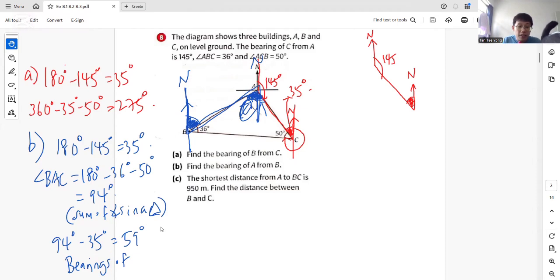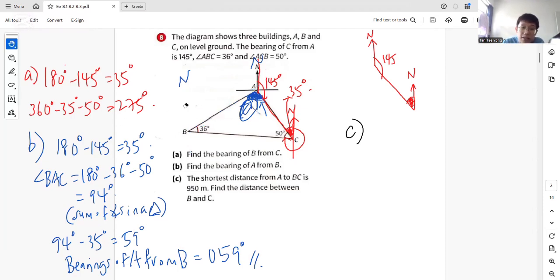The bearing of A from B is equal to 059 degrees. That is for part B. Let's move on to part C. The shortest distance of A to BC is 950. Let me just erase all this first, and later we fill in the blanks for the angles that we found in parts A and B. So the shortest distance from A to BC is 950.